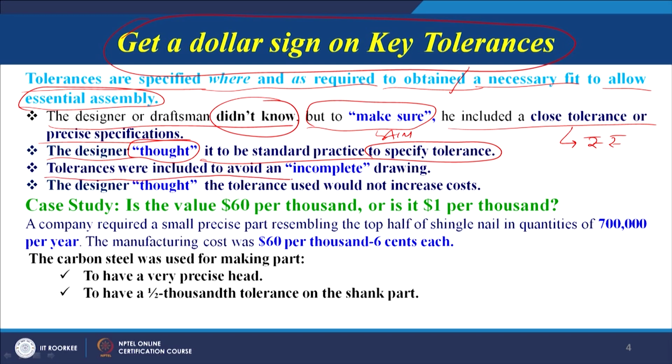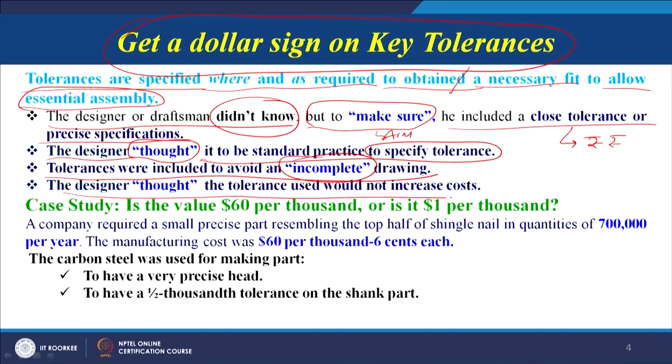Tolerances were included to avoid incomplete drawings. Sometimes we add tolerances because we are making an engineering drawing, and sometimes the people from the shop floor may say the tolerances are not given. So in order to show that this drawing is complete, sometimes we specify tolerances which may otherwise not be required. The designer also thought the tolerance used would not increase cost.